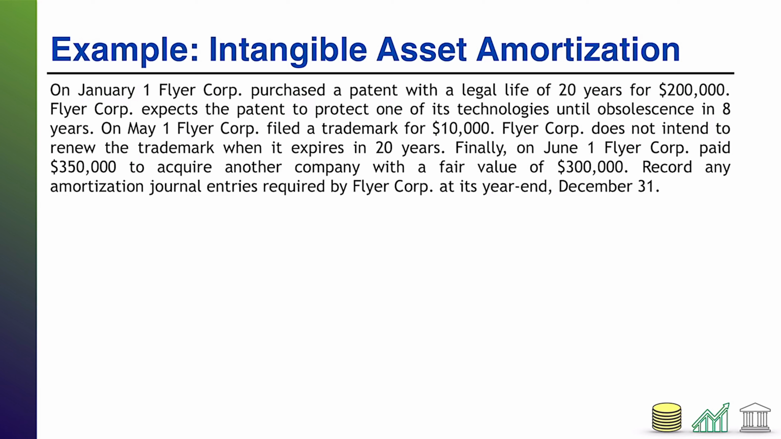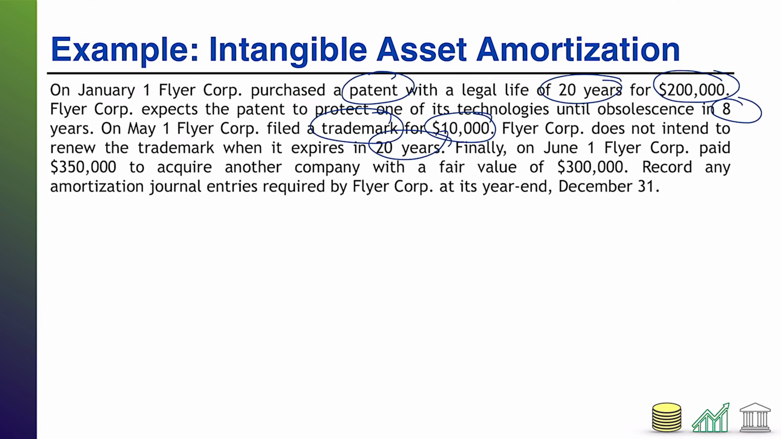So let's take a look at an example problem. On January 1st, FlyerCorp purchased a patent with a legal life of 20 years for $200,000. I'm just going to go ahead and circle the important details as we go through it. So patent, 20 years, $200,000. FlyerCorp expects the patent to protect one of its technologies until obsolescence in 8 years. On May 1st, FlyerCorp filed a trademark for $10,000, so trademark, $10,000. FlyerCorp does not intend to renew the trademark when it expires in 20 years.